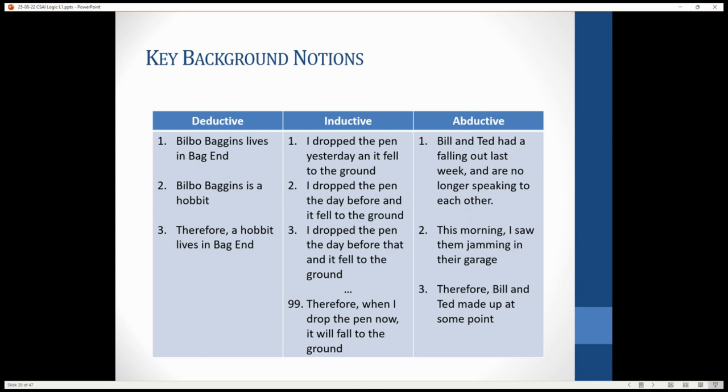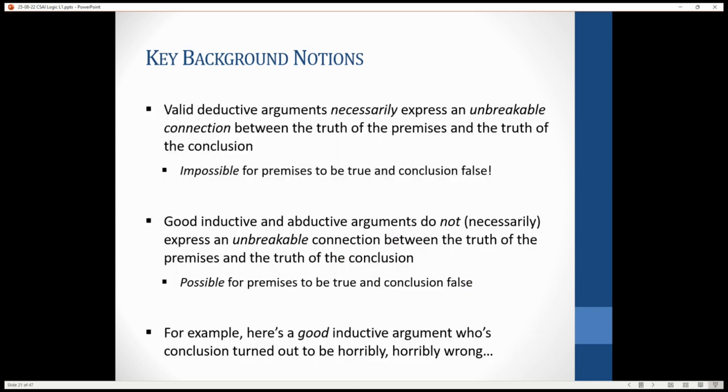Both of these occur all the time. In science, especially. Science is based off these 2 kinds of arguments. Now, I'm going to tell you right now, we are not really going to talk about them at all. We're just going to deal with deductive arguments. Now, why? Look, valid deductive arguments necessarily express unbreakable connections between the premises and the conclusion. That's just what validity is.